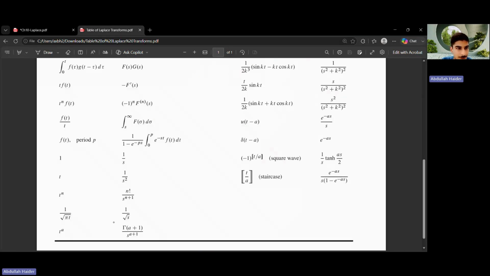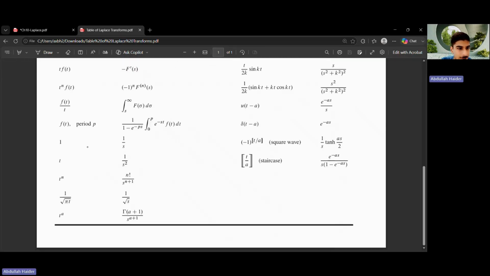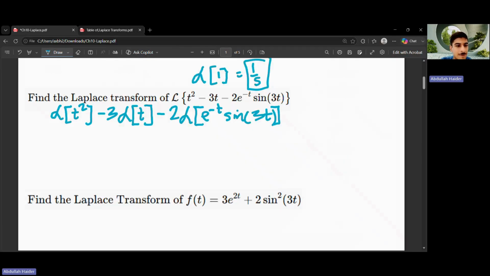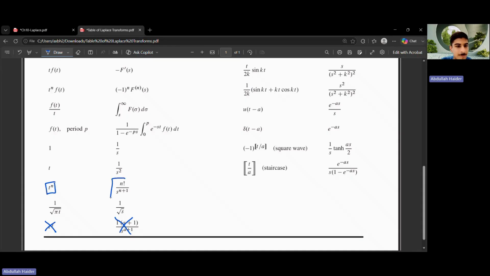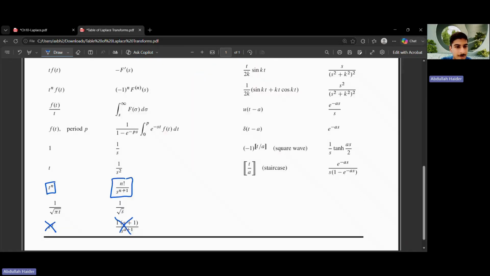Now if we go to the table, t squared basically means you're looking for something which is t power n. So you have t power n here. And don't look at this, this is something else. A warning that we will not be using t power a. This is something related to gamma functions, but this is not included in the material you need to know. So something like t squared means you're looking at t power n and you'll be using this. So in our case, n was 2. You have t power 2 means 2 factorial over s power 2 plus 1.